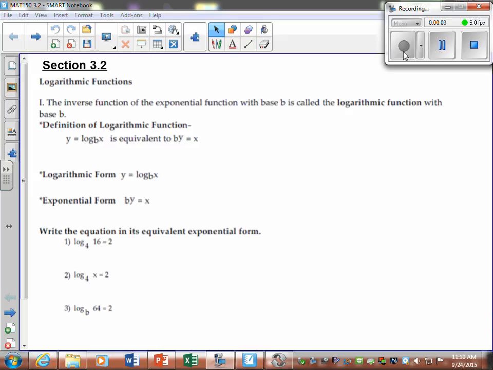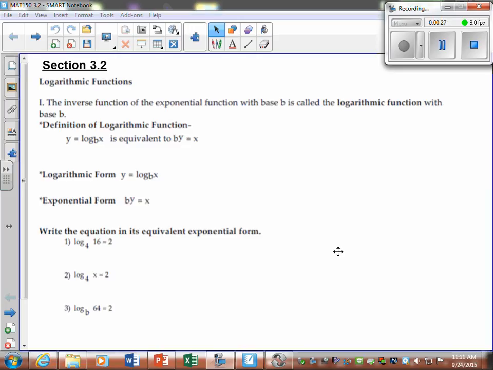In section 3.2, we switch from exponential functions to logarithmic functions, which are the inverse of exponential functions. The definition is y equals log base b of x. It's equivalent to b raised to the y equals x.